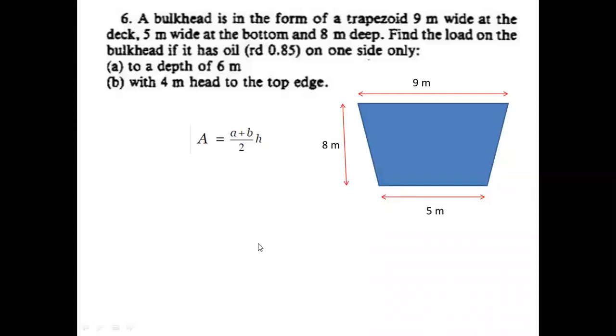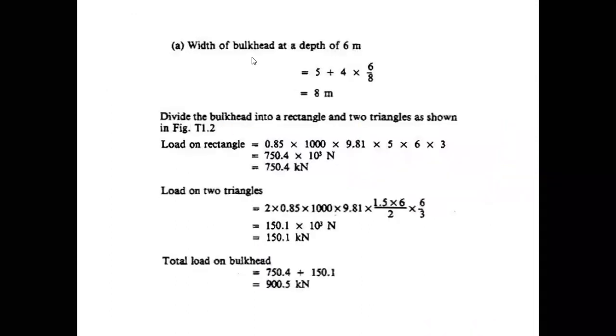We will see again the same thing, it is there in the slide. You can see exact numbers. The width of the bulkhead at the 6 meter depth is 8 meter. Already we got load on the rectangle. They have done all the calculation, and they got the values as a load on the bulkhead is 900.5 kilonewton. So if you do the calculation, you will get the same values like this. I hope everything is clear.